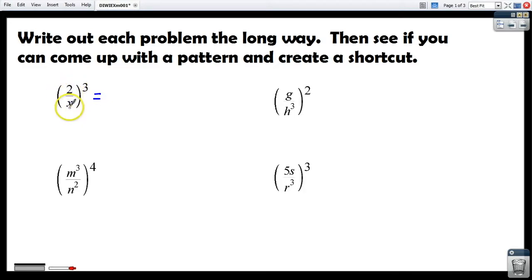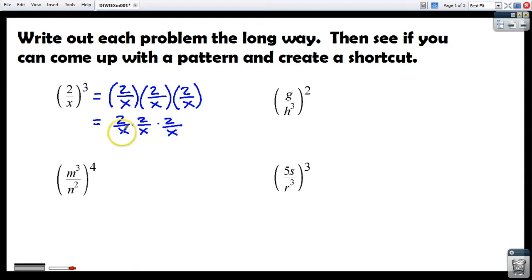So let's take a look at this first one here. Now we've got 2 over x in parentheses to the third power, which is basically saying whatever's in the parentheses is being multiplied times itself 3 times. So we could write this out like this: 2 over x times 2 over x times 2 over x. But the parentheses are just another way to say multiplication, so we could also simplify this down to just this.